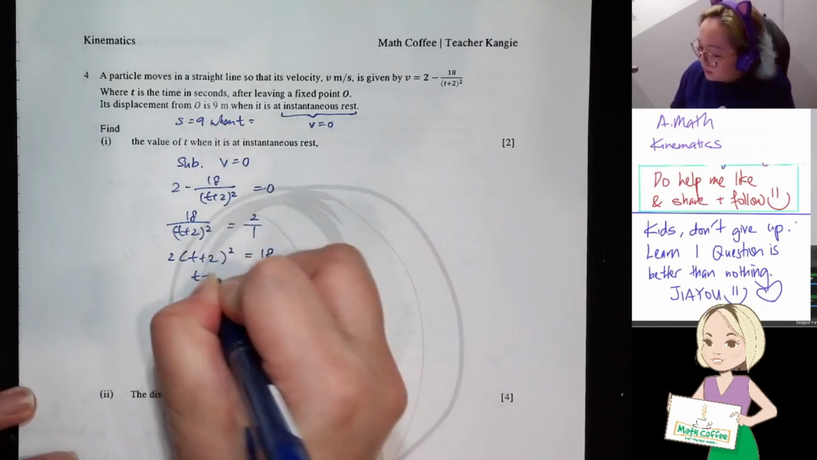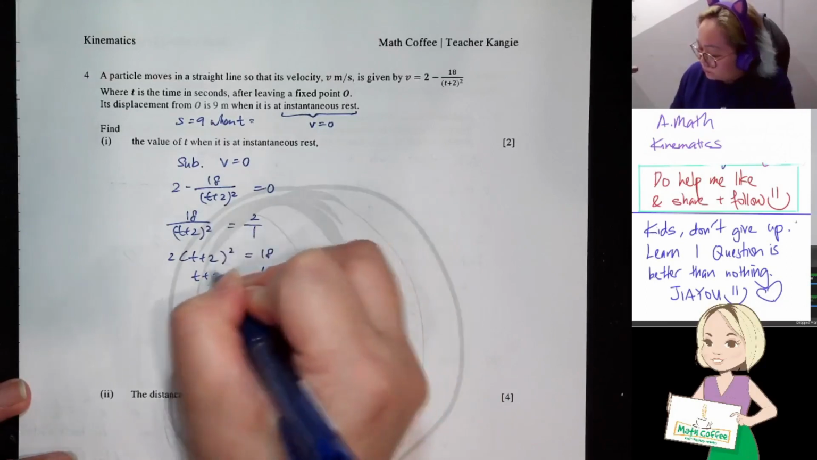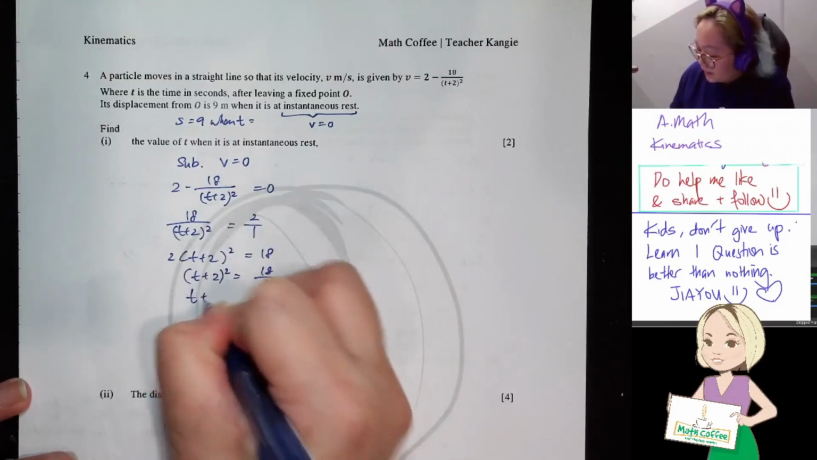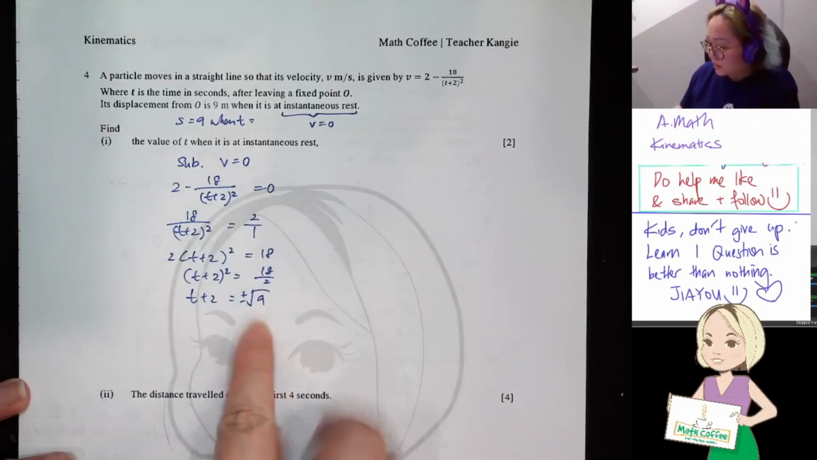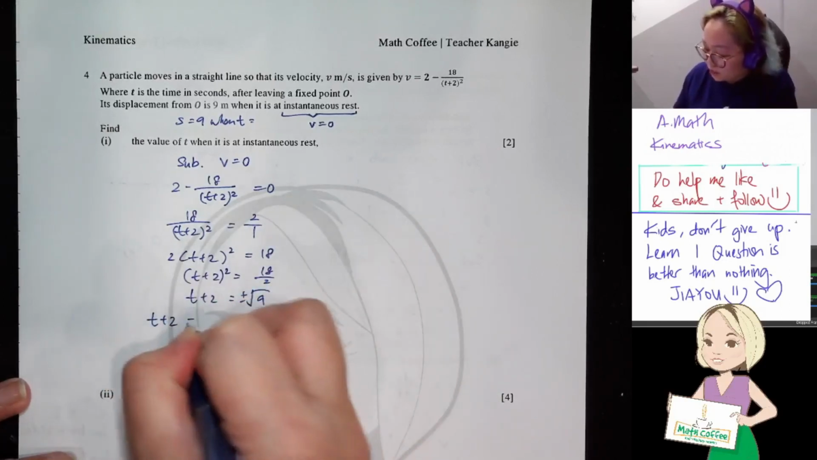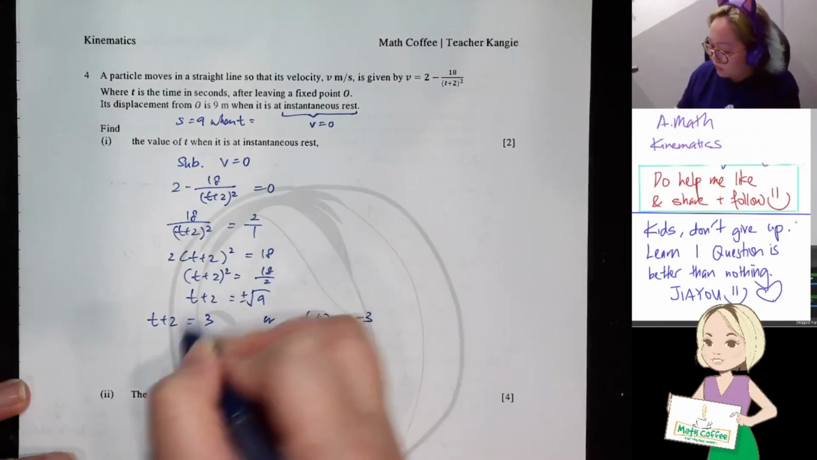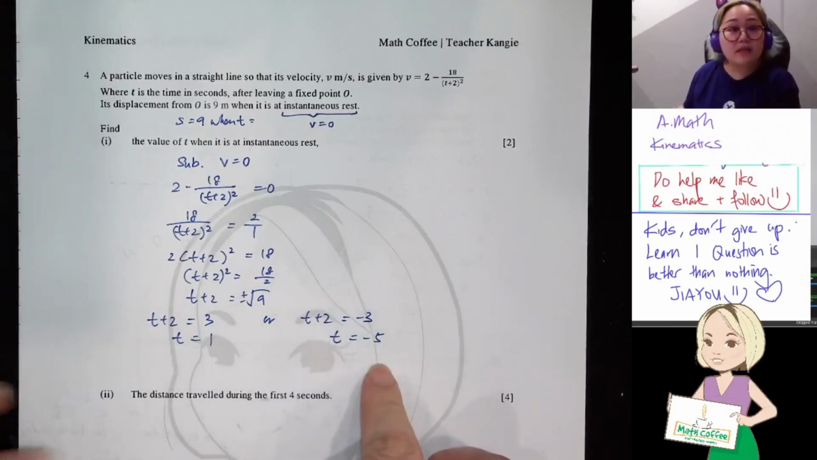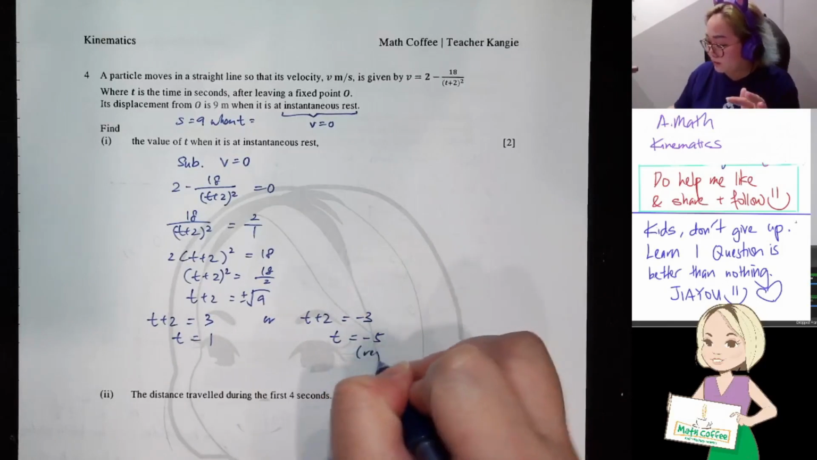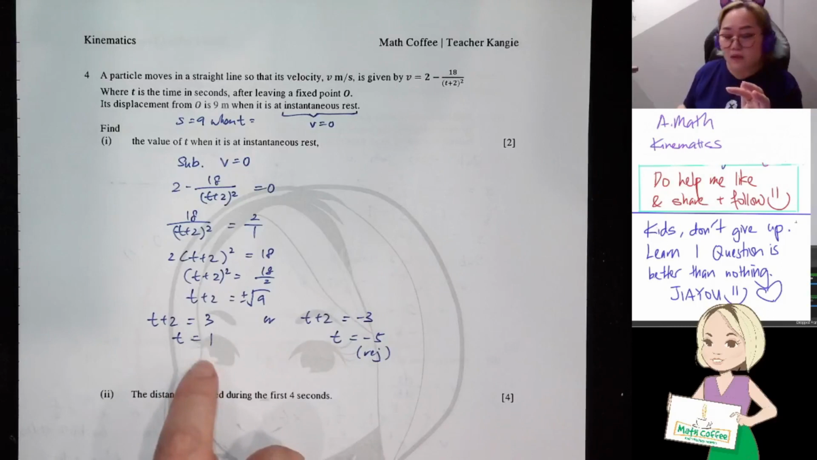So it means (t plus 2) squared equals 18 over 2, and t plus 2 equals square root of 9 with the plus minus. That's where I get t plus 2 equals 3, or t plus 2 equals negative 3. So t equals 1 and t equals negative 5. Again, t equals negative 5 is not applicable, so you reject this. So it means that when v equals 0, t equals 1.